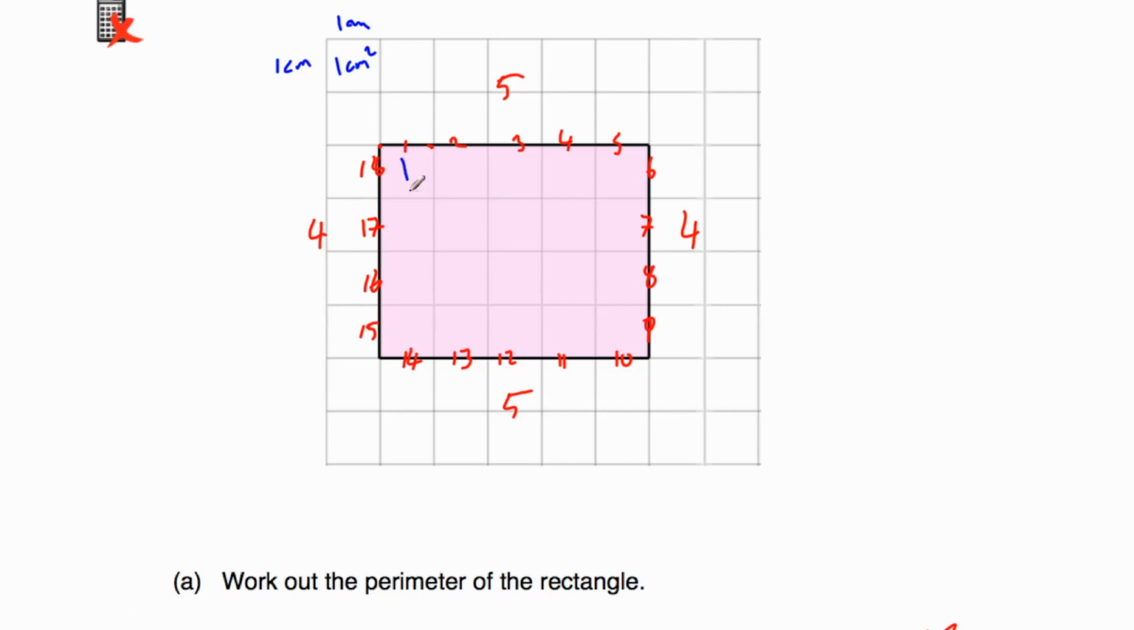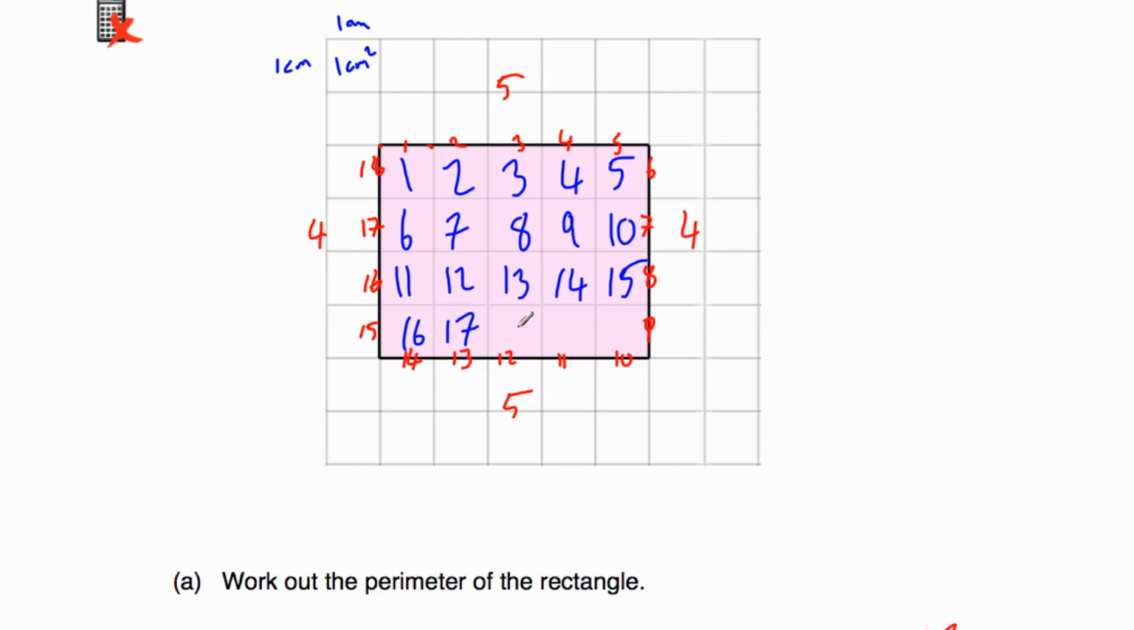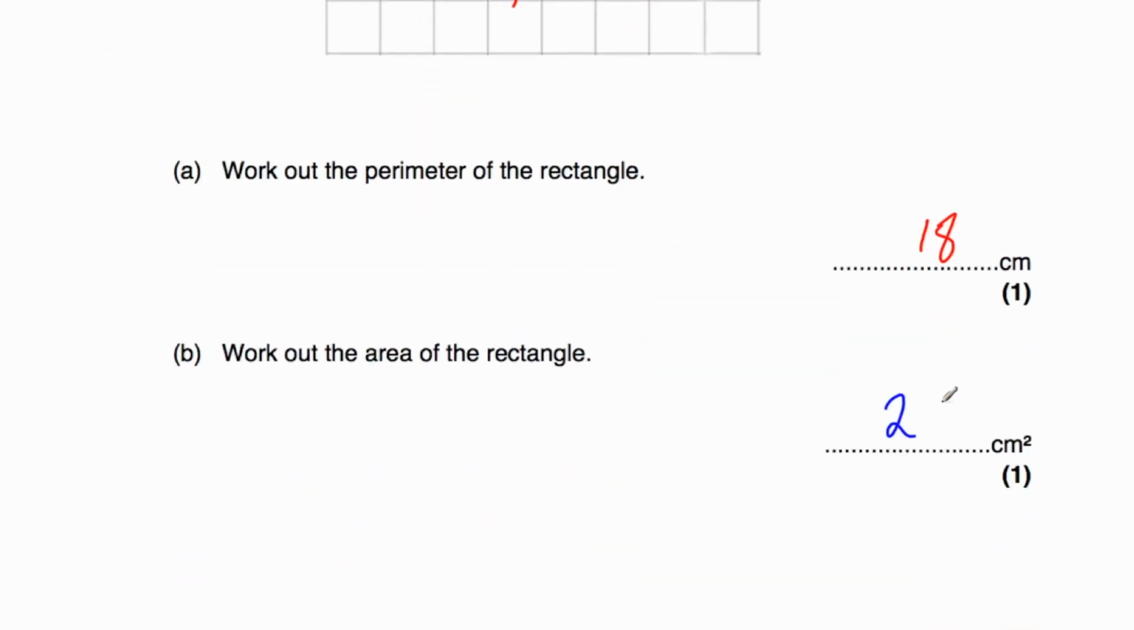So let's do that. It's going to be 1, 2, 3, 4, 5. So it's 5 squares in the top row. 6, 7, 8, 9, 10, 11, 12, 13, 14, 15, 16, 17, 18, 19, 20. So there's 20 square centimetres, or 20 centimetres squared, inside that rectangle. So the area of it is 20 centimetres squared. Let's write that down, 20 centimetres squared. And that's it. Okay, let's have a look at our next question.